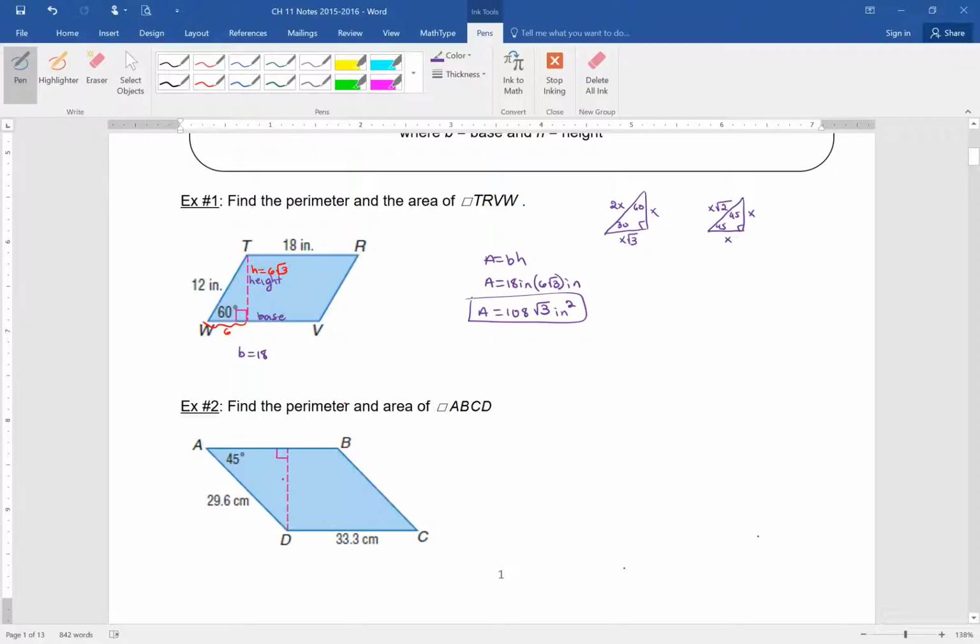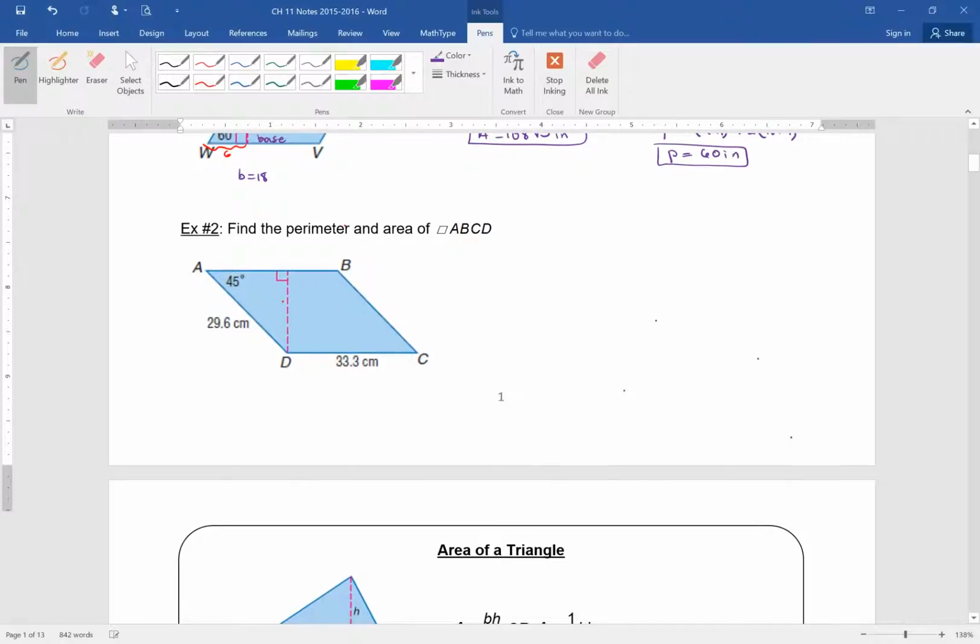We also have to find the perimeter of this. The perimeter of TRVW is all the sides added together. And notice, if it's a parallelogram, opposite sides are equal to each other. So we have 2 of the 12-inch sides, and we have 2 of the 18-inch sides. So finally, the perimeter is 60 inches. Okay, let's move on to this next one.